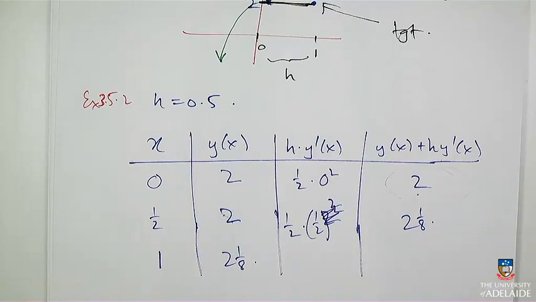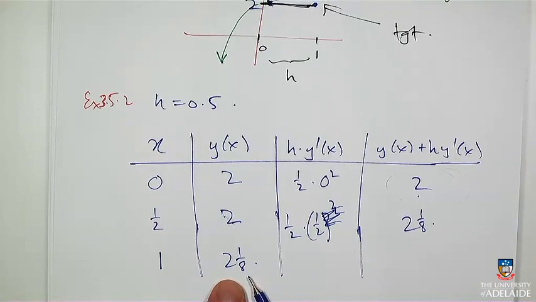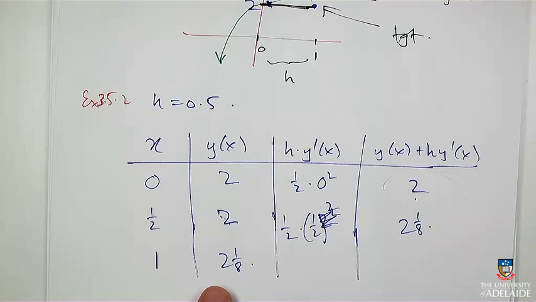Okay, so you see this time it gave us something closer to the actual answer, which was 2 1/3. Before we got 2, which is a bit too low. Now we're getting 2 1/8, which is also a bit too low, but it's closer. If you did this again with 10 intervals, h equals 0.1, and you did it 10 times, you'd get even closer to the answer.